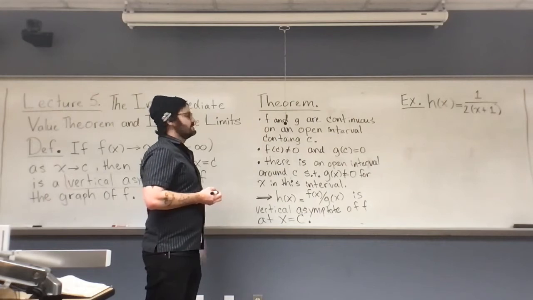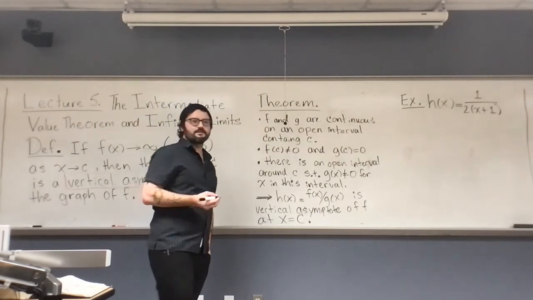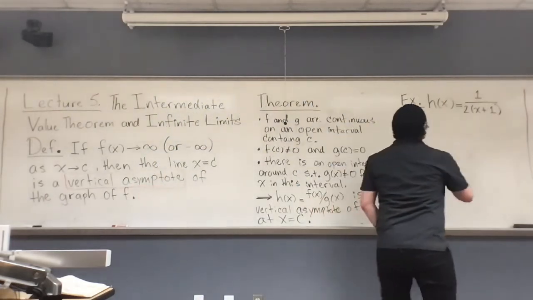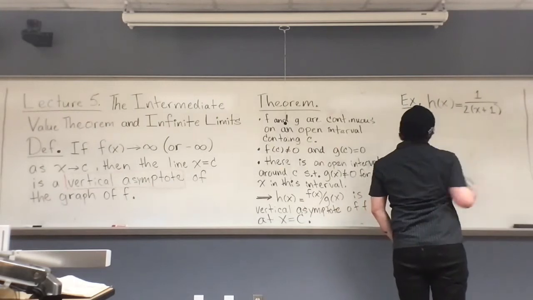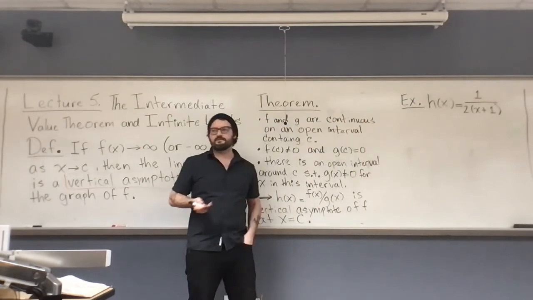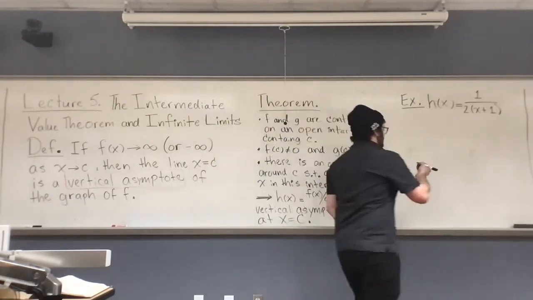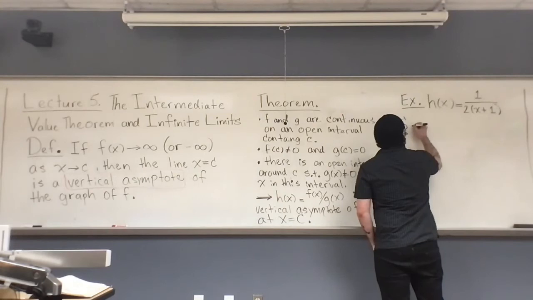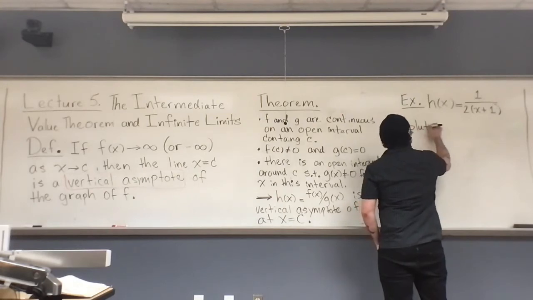But we can apply this theorem to it to find the vertical asymptote. I ran out of room, but I would have typically written: find the vertical asymptotes of this function. It's a problem you would encounter. All right, so, solution.